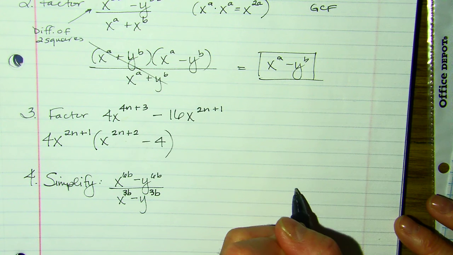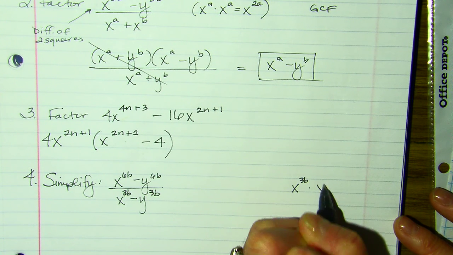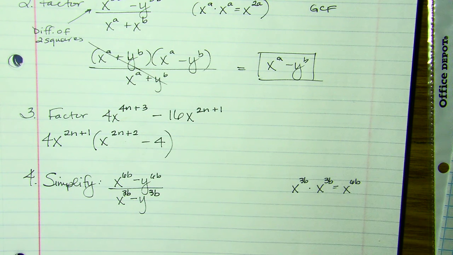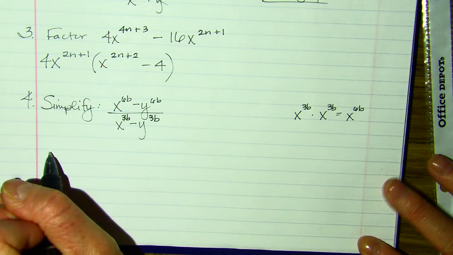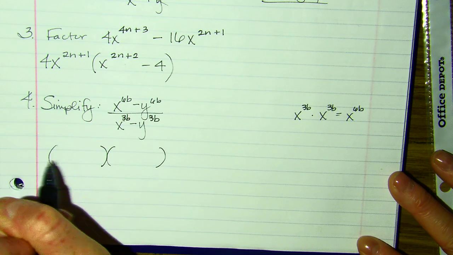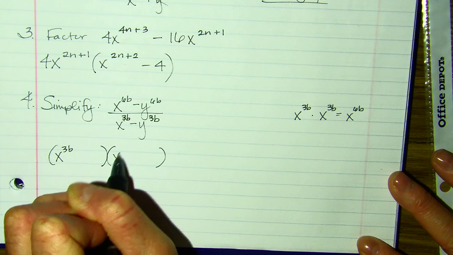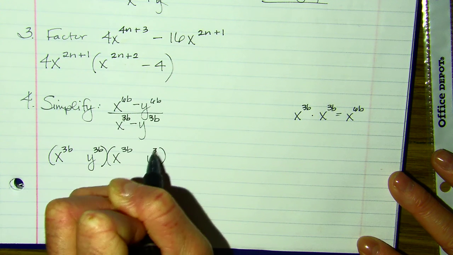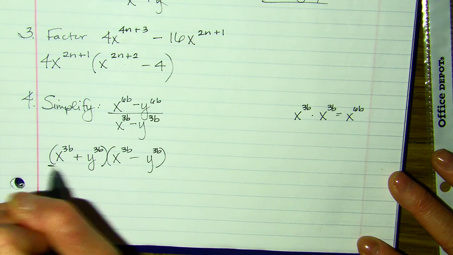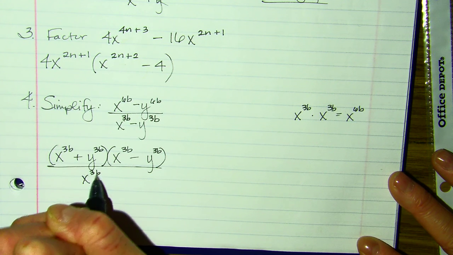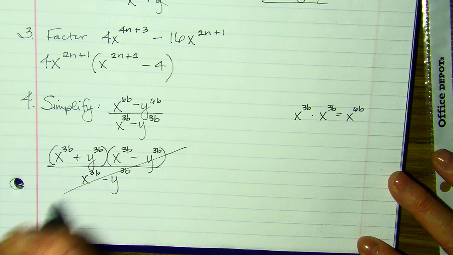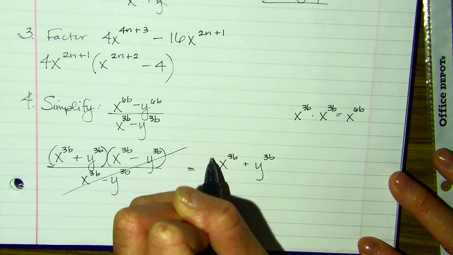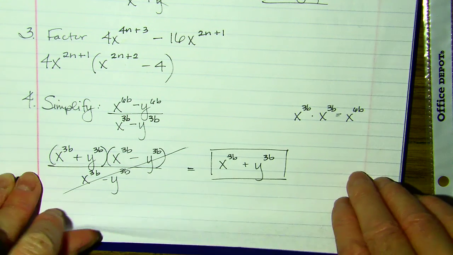Okay, so hopefully you recognize x to the 3b times x to the 3b would equal x to the 6b, because you're adding like terms. So when I factor this, the top could be cut in half, x to the 3b, x to the 3b, and y to the 3b, y to the 3b. One would be plus, one minus. And then hopefully you can already see what is going to cancel, and that is these. So x to the 3b plus y to the 3b is your answer.